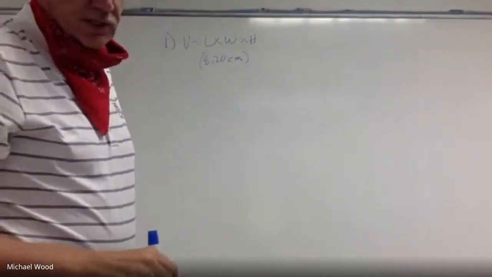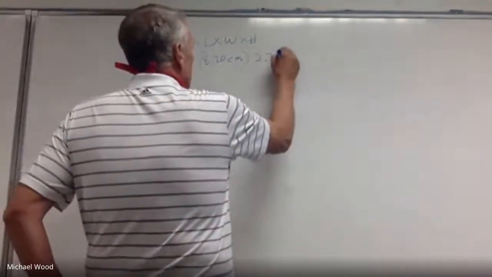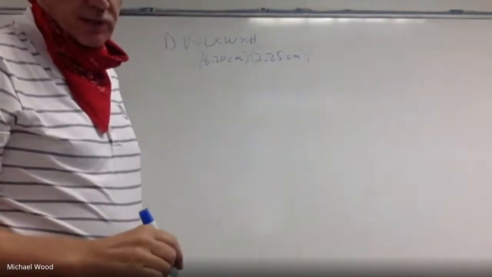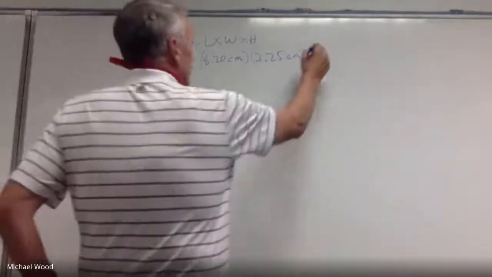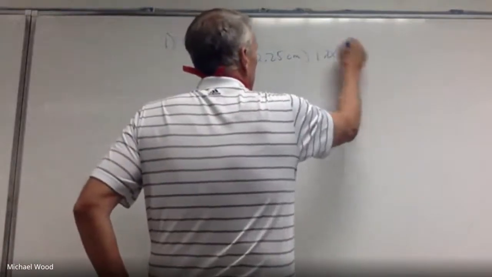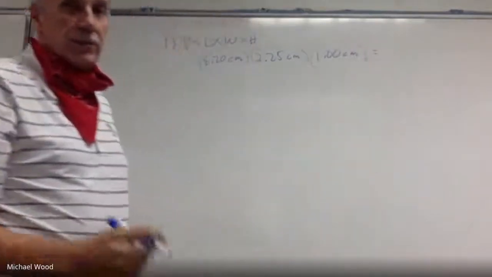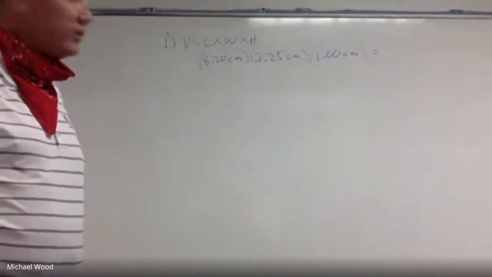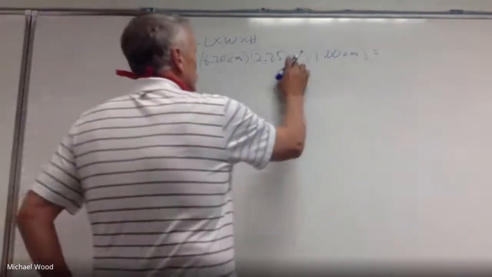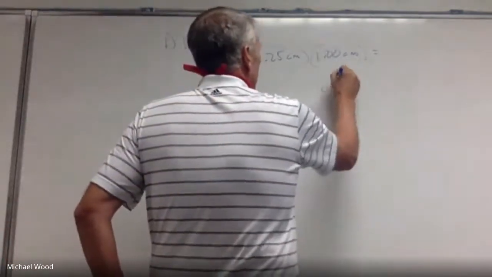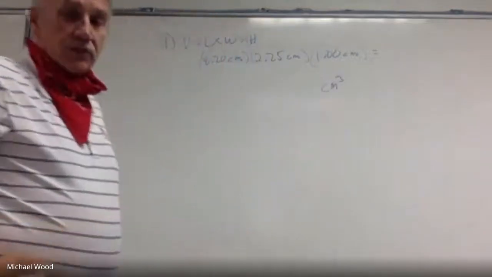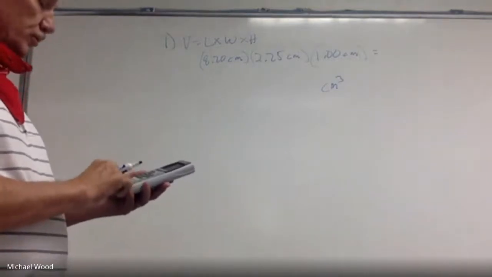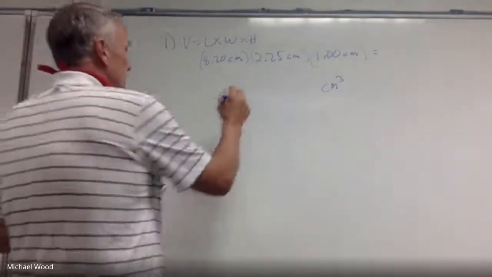The width, it says, is 2.25 centimeters. And the height is 1.00 centimeters. And I've already started doing this, but I'm telling you that the units, I always worry about those more than the numbers, because the units tell me if I'm right here. So centimeters times centimeters times centimeters gives me centimeters cubed. Okay, so then when I do this on my calculator, I have 8.20 times 2.25 times 1, and it says 18.45.